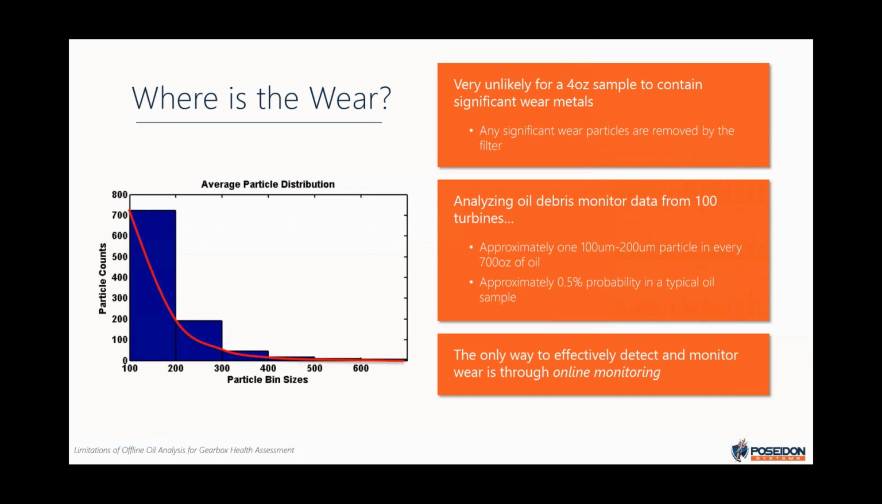So given a sampling bottle of roughly 4 ounces, that leaves a 0.5% chance that any given 4-ounce sample bottle will contain one 100 to 200 micron particle. So you'd have to take quite a few samples in order to hit those odds. This kind of leaves the only effective way to monitor this wear debris through online monitoring.